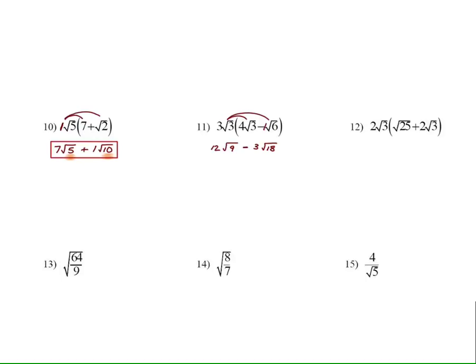And then 3 root 3 times negative root 6. I have 3 times 1 on the outsides, which is 3. And then root 3 times root 6 on the inside, which is root 18. So 12 root 9 minus 3 root 18 is just the distributing part.